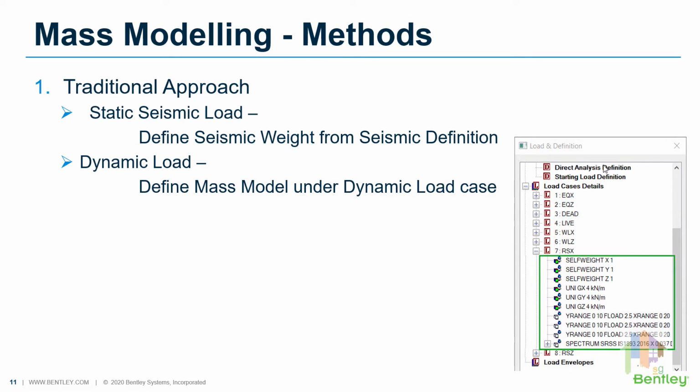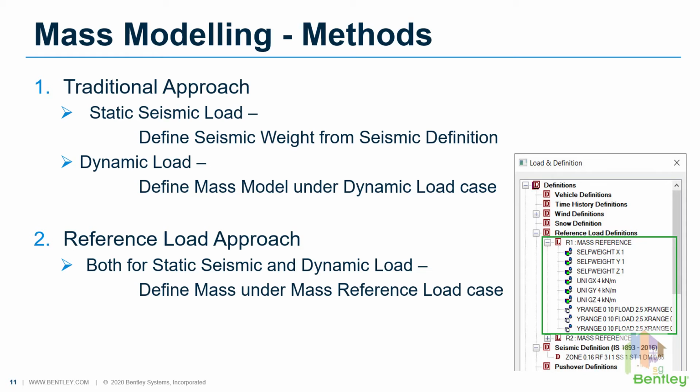For dynamic load, you need to define the seismic mass in all three orthogonal directions. You need to define the mass model under the first primary load case, where you have included the response spectra or time history load. For any subsequent dynamic load case, the same mass model is used. No need to define it again and again for other dynamic load cases. There is another method available using which we can define the seismic mass both for static and dynamic load using the mass reference load case. This is more advanced than the traditional method and saves a lot of time and work.